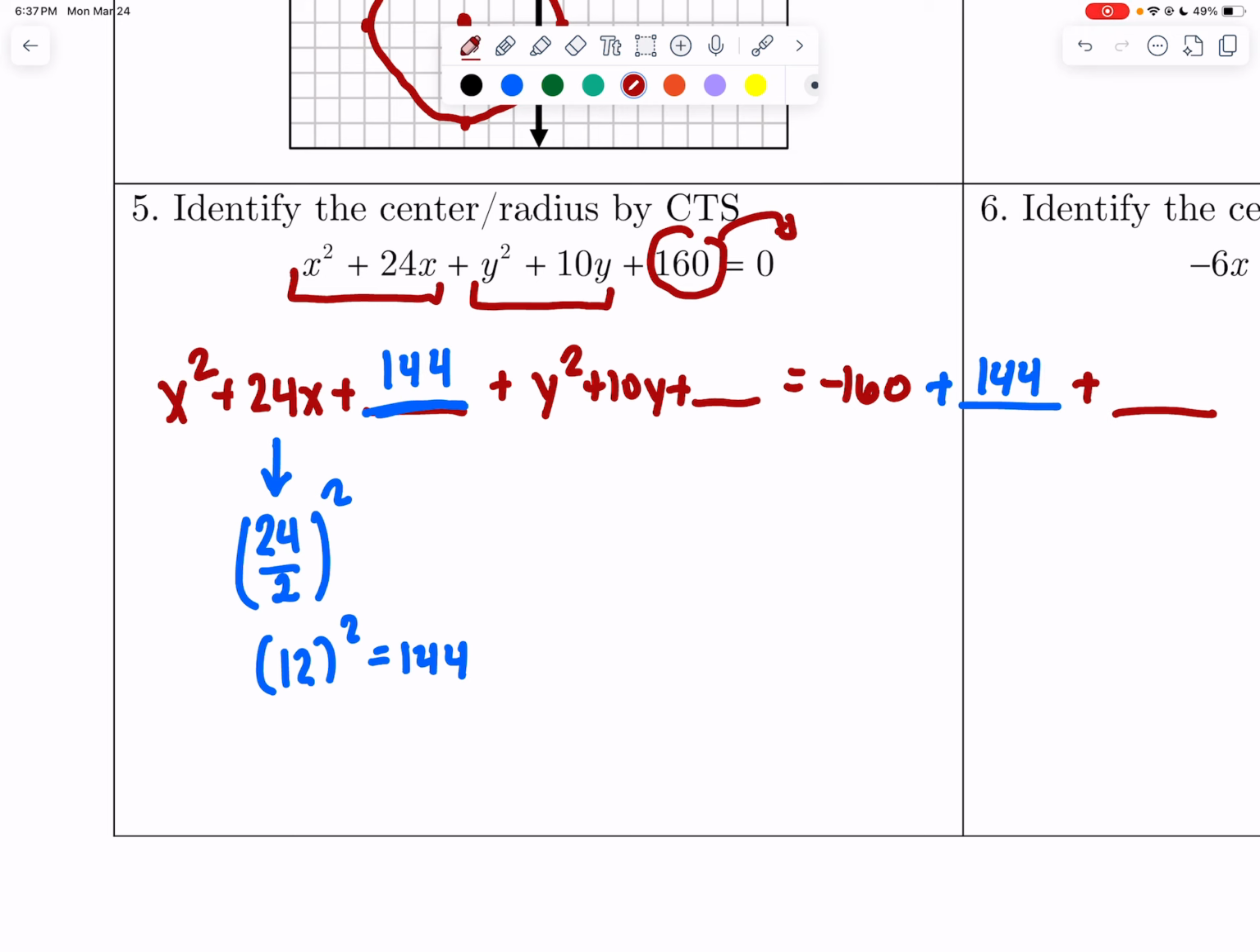Same thing with this one right here. I'm going to divide by 2. So 10 divided by 2 gives us 5. 5 squared gives us 25. I'm going to add 25 right here.